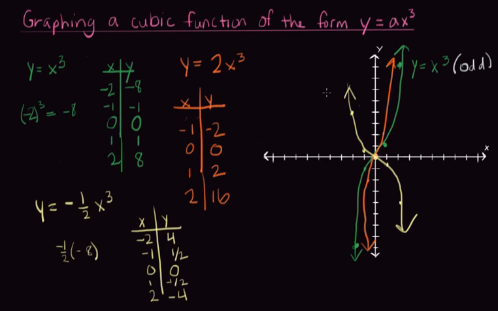But basically, any cubic function of the form ax to the third has some general shape like this, kind of a squiggle. It's always going to have that same shape, but it will be stretched or compressed depending on the coefficient that's in front of x to the third. And that's how you graph a cubic function of the form y equals ax to the third.